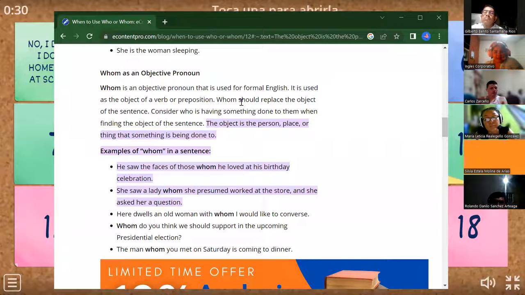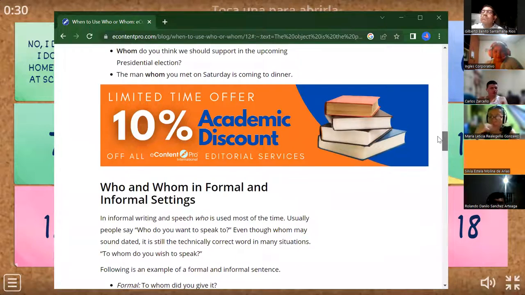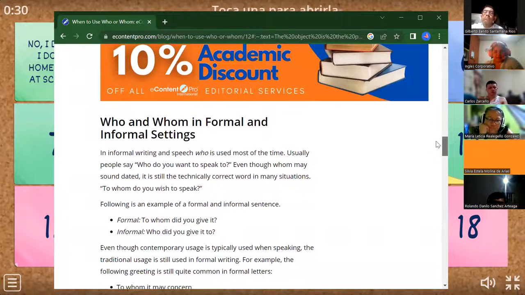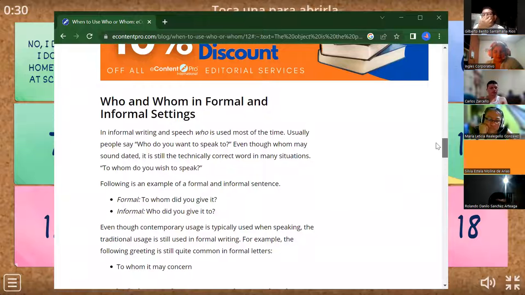And then it says, consider who is having something done to them, the defining object of the sentence. Okay, so I will bring more examples between who and whom, so we can do other exercises. Okay, this is formal and this is informal. Look at this: who and whom, formal and informal settings.